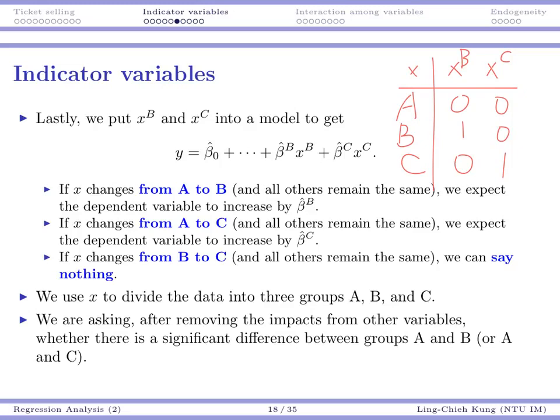So, in short, we use X to divide the data into 3 different groups, and we are asking, after removing the impacts from other variables, whether there is a significant difference between groups A and B or groups A and C. Okay, we are asking that. We have groups, and we ask whether there is a significant difference between groups, but we can only compare something with our reference value. That's the limit of a regression model.